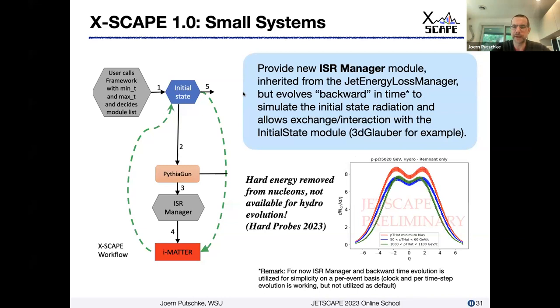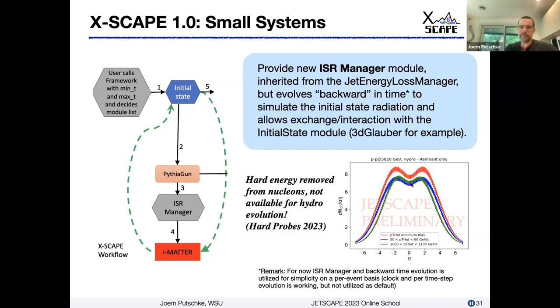So for simplicity, we do basically this in a JETSCAPE mode, where the execution of modules will happen on a per event basis. However, here, which was shown in Hard Probes 2023, with the iMatter implementation and this new ISR manager, you see that you basically remove energy from the nucleons if you have hard scattering, and this is not available for the hydro evolution. And then you see that you have a reduced multiplicity in the presence of a high PT jet. And I'm pretty sure you will discuss the physics behind it in more detail later in this class.